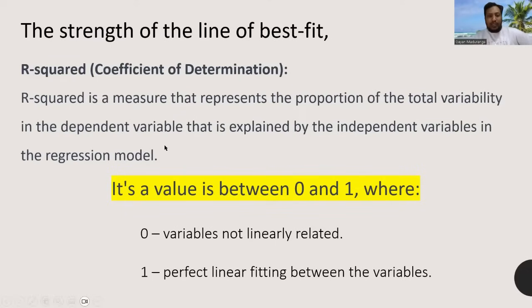R squared can take any value between 0 and 1. If you get 0, there is totally no linear relationship between the two variables. If we get 1, there is a perfect linear relationship between the two variables. So now you understand, we can get any value between 0 and 1. When the value is close to 0, the linear relationship goes away. When you go towards 1, the linear relationship becomes stronger.